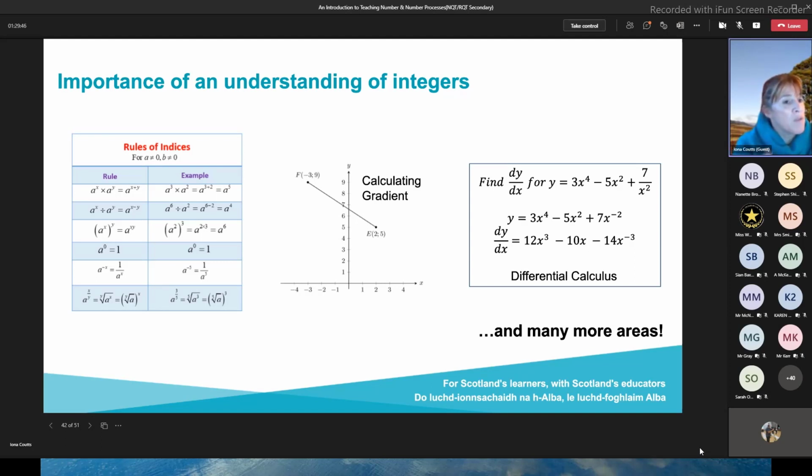We want that to be really fluent and really accurate, so learners can move on to using that to do stuff later. So that's why it's really important, and if we can get them really confident and fluent and really good level of understanding in integers, it will save us so much time and angst at a later moment.